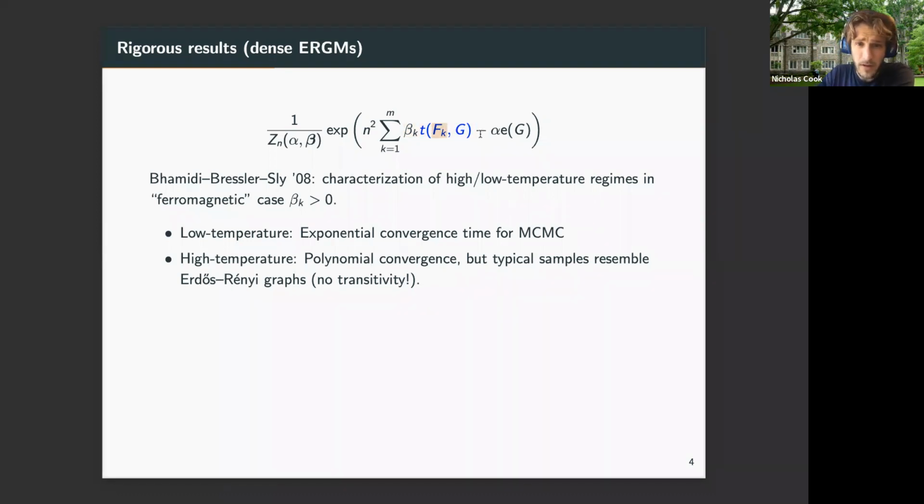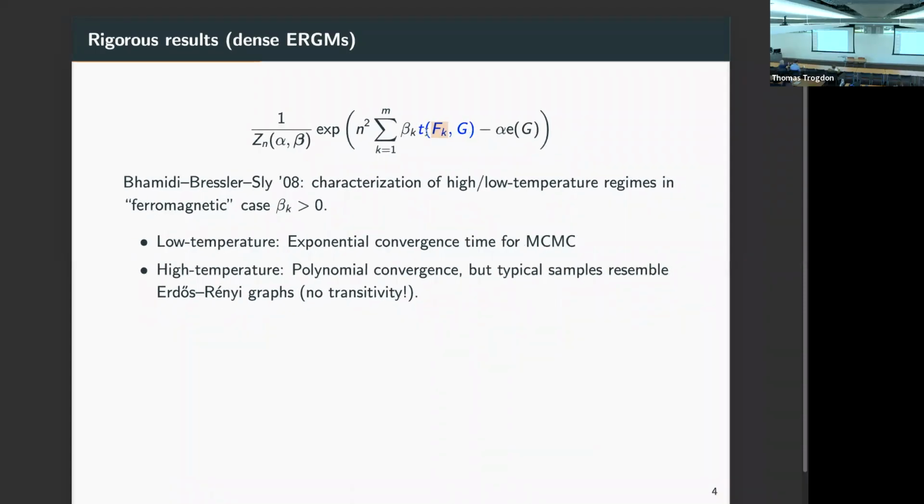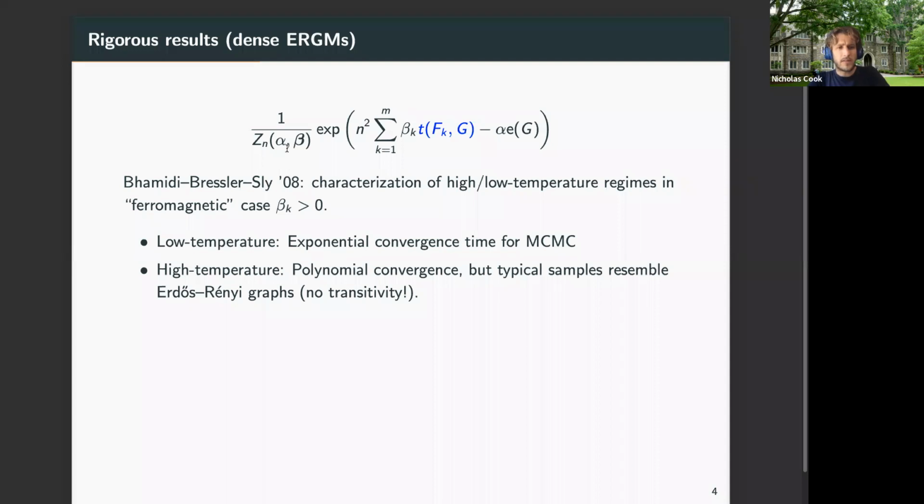So the edge triangle model is of this type, where m is 1, and f_1 is the triangle. But you could do the same sort of thing. You can extend this definition in the natural way to have the density of any other fixed graph. Okay, so for ERGMs of this type, where the graph statistics are these homomorphism densities for a fixed collection of graphs, they prove the following result. It's a really nice result, but it's a negative result.